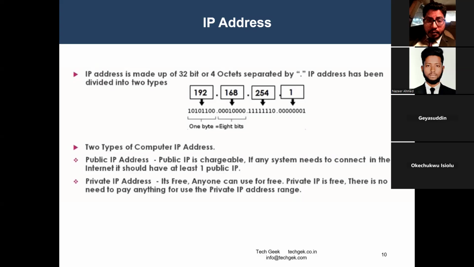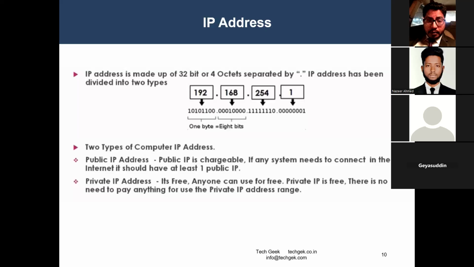Again, sir, can private IP and public IP communicate? Not directly, but through the router, yes. So we have the internet, then a router, and then our local network. Two different networks connect through the router. That's why they do not communicate directly.